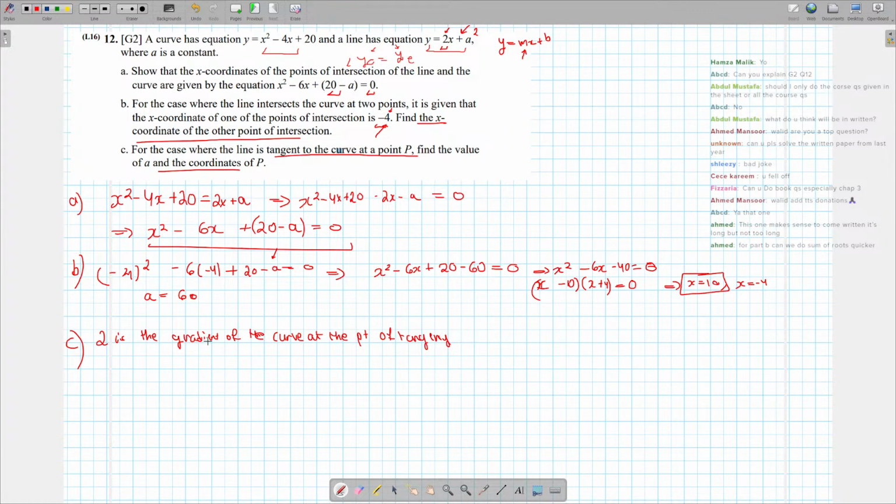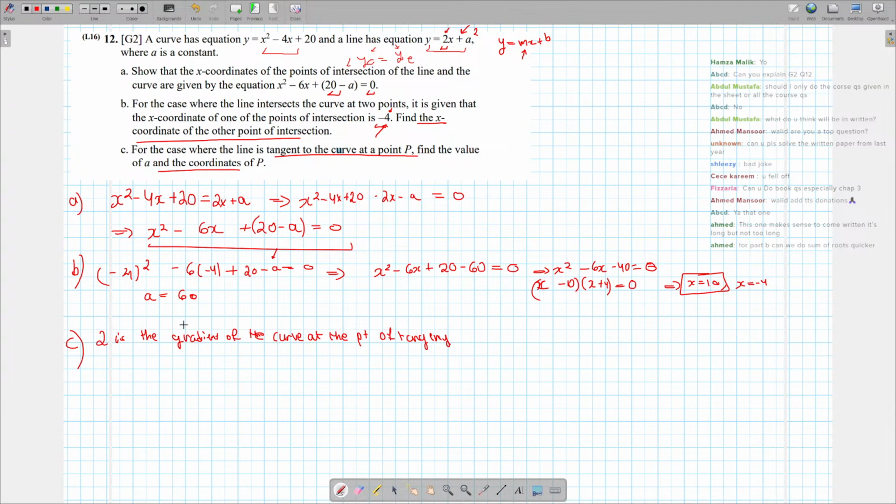We know the gradient of the curve for part B. Can we use sum of roots? Maybe product of roots? I don't see why not. Maybe sum of roots, minus b over a, so 6. Okay, I guess sum of roots could work for part B. Yes, sum of roots works. Yeah, 2 is the gradient of the curve at the point of tangent.